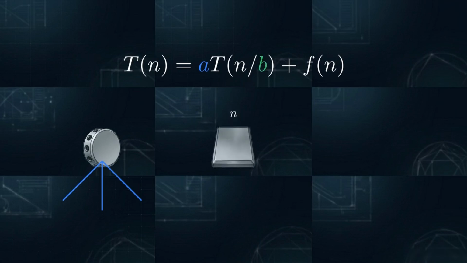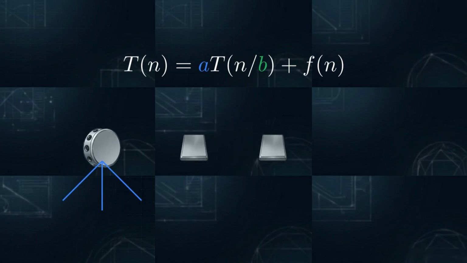This is the general recurrence relation. It serves as a quantitative model for T of n, expressing the total runtime of an algorithm as the sum of its recursive components and its merging overhead. The variable a represents the number of subproblems. It defines exactly how many recursive paths, or branches, the algorithm creates at each step of the division.